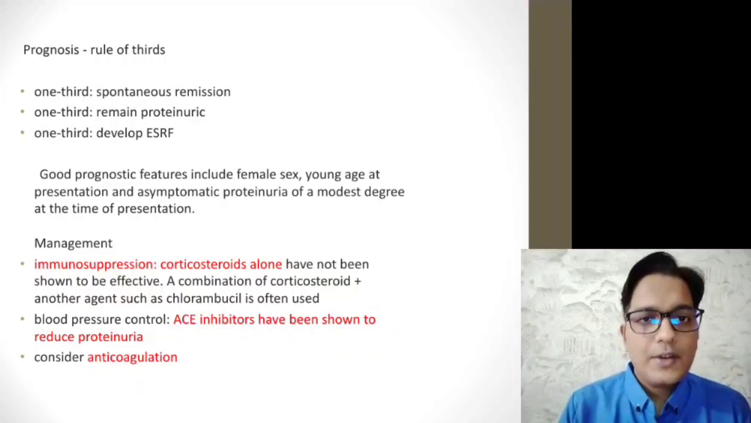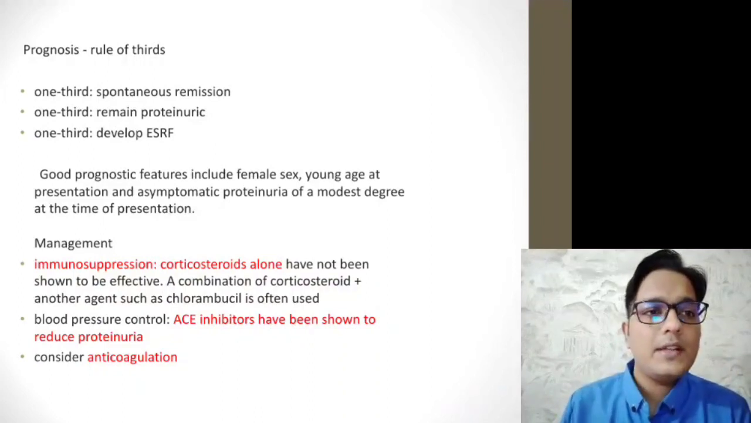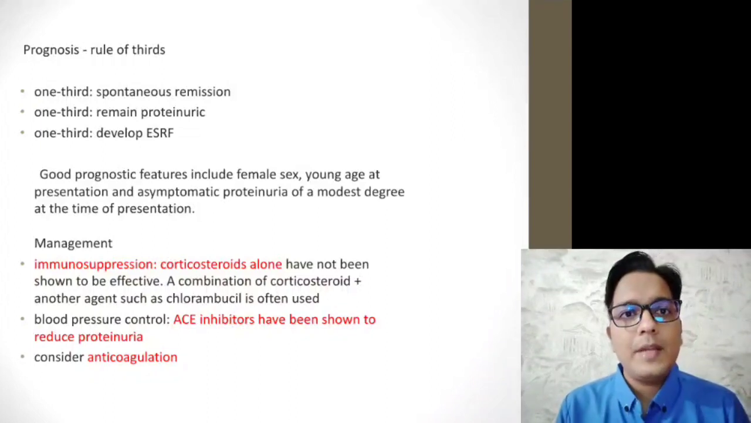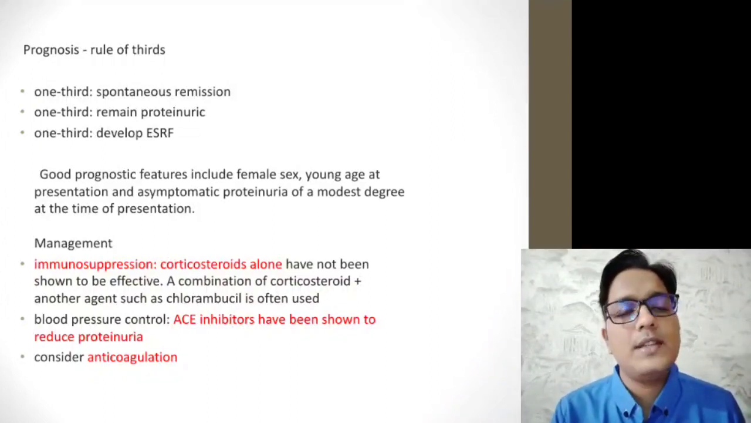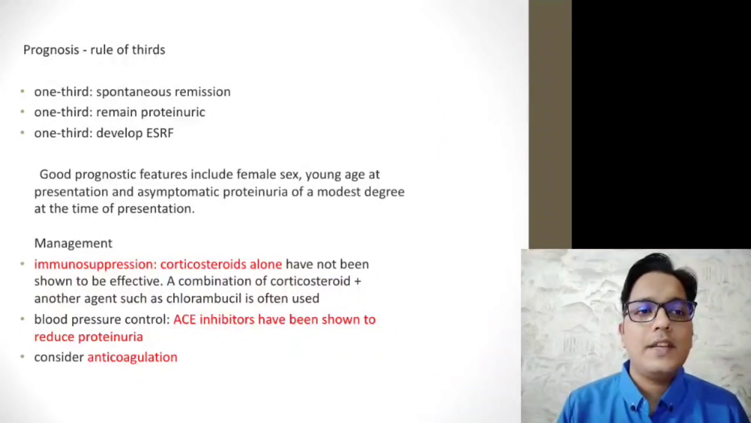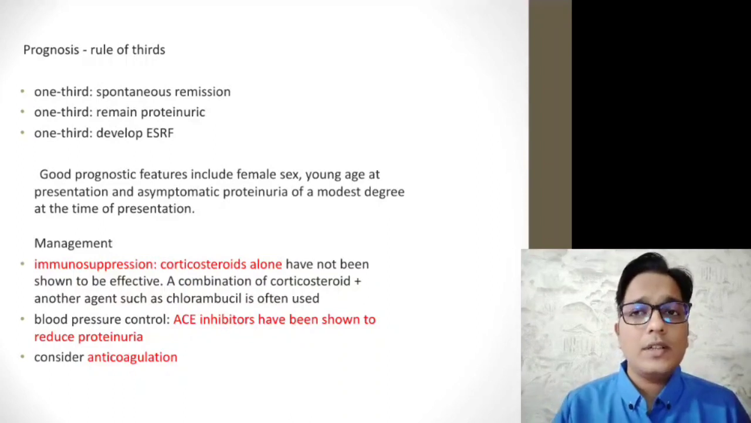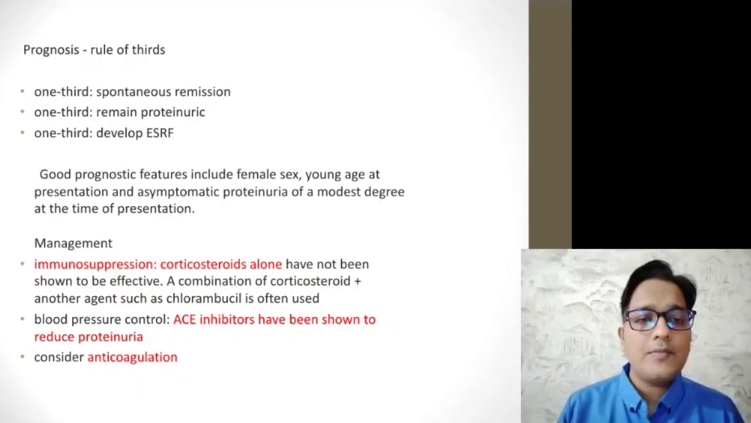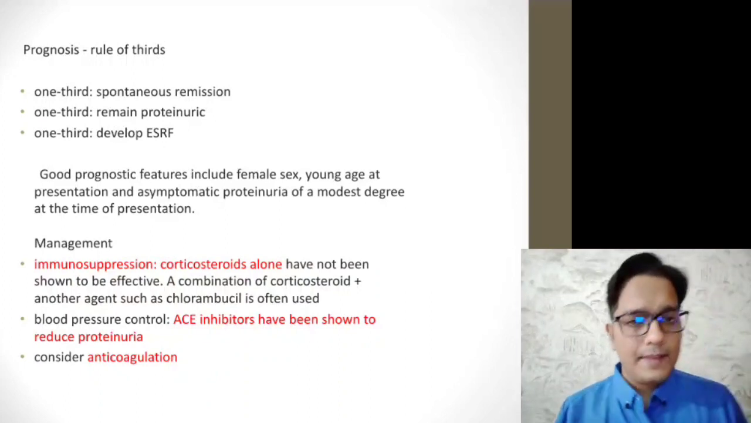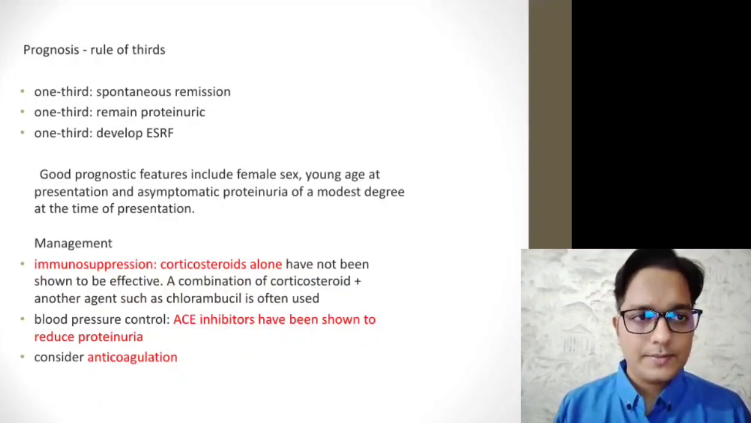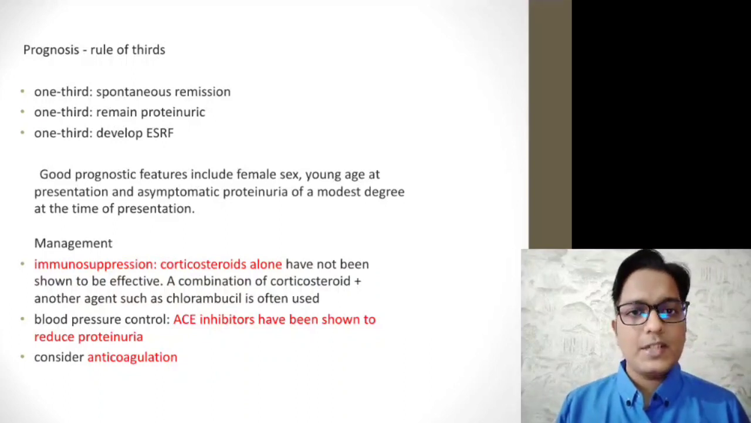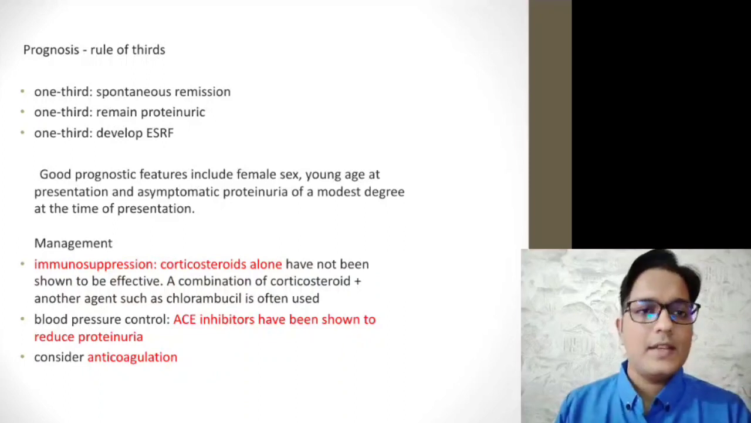So there is a rule of thirds. Generally, in membranous glomerulonephritis, 1/3 goes to spontaneous remission, 1/3 remain proteinuric, and 1/3 progresses towards end stage renal failure. So it is very important to know that the prognosis is the rule of thirds. And the management, general management in all the nephrotic syndrome, generally the first line of management is ACE inhibitors, and then we use the corticosteroids. So if the question comes, the management is at first ACE inhibitors and then the corticosteroids. So this is membranous glomerulonephritis.